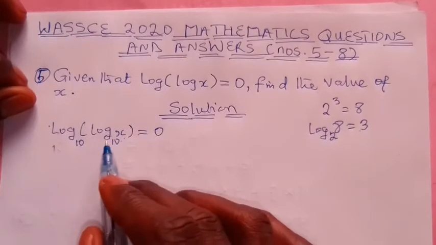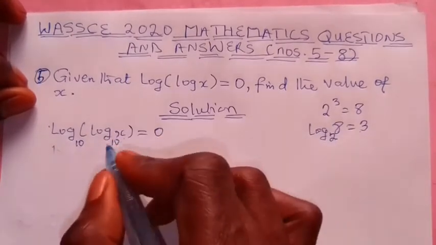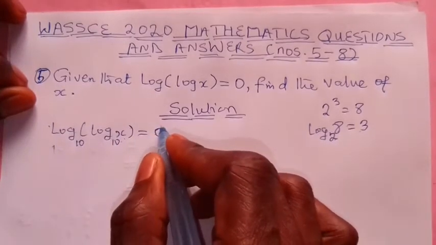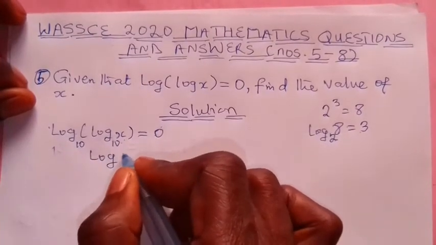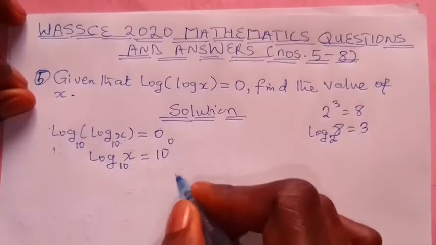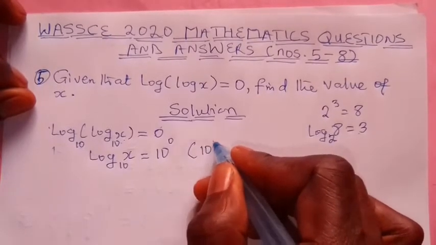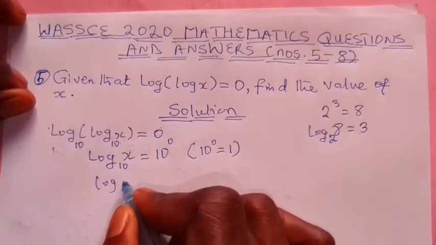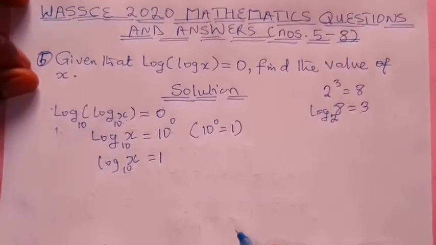The first thing we are going to do is take this base and send it back to where it belongs. In doing so, this log will disappear. The base 10 will come to this side to become 10 power 0, while on the left side, we'll be left with log x base 10. And that will give us 10 power 0. Now, from your indices, you are already aware that 10 power 0 equals 1. Which means this expression, log x base 10, must equal 1.